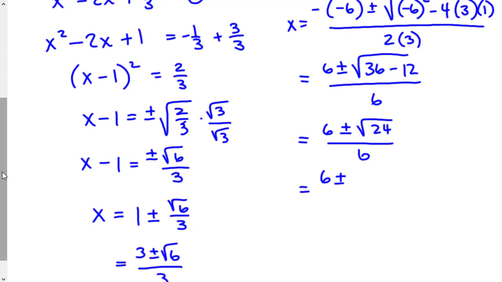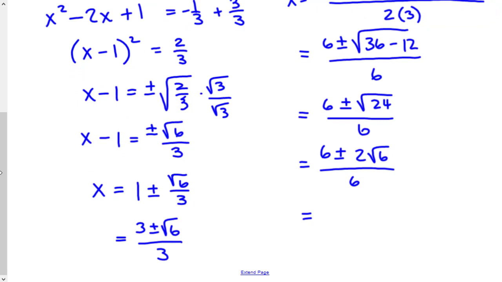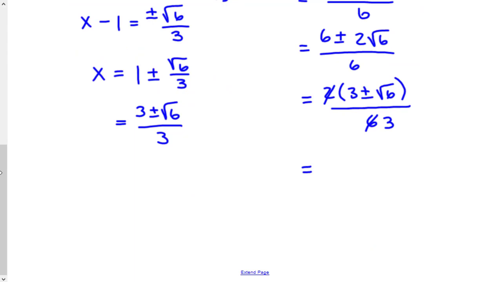24 could be expressed as 4 times 6, so I could do this as 2 square root of 6 divided by 6. And I'm not quite done, but I'm getting close. I could factor out a 2 from each of these in the numerator, which will cancel with the 6 in the denominator. And so I have my final answer, 3 plus or minus the square root of 6 divided by 3.